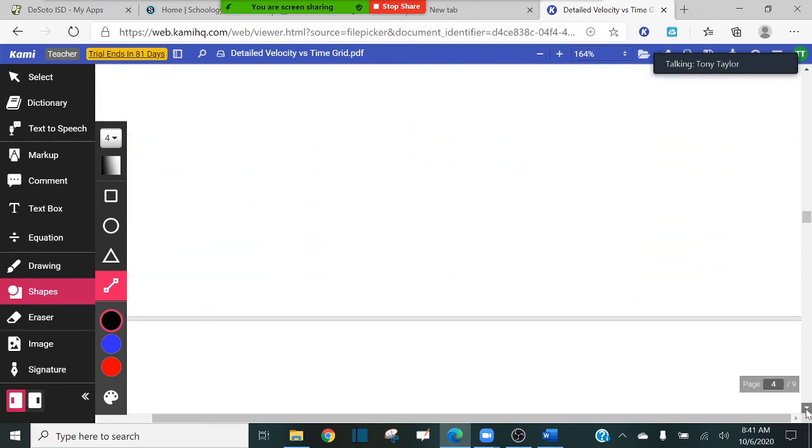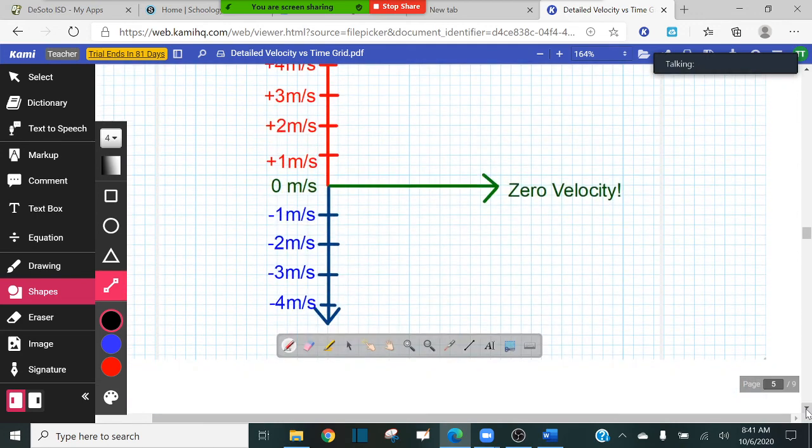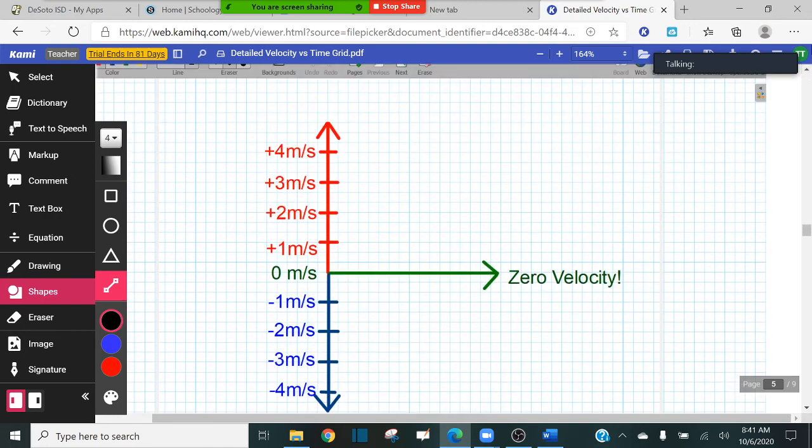Let's look at some more examples. What if I was to give you guys a velocity versus time graph that looks something like this? What's happening there? Two things you should notice, guys. I drew my line on the top half. So clearly I have a positive velocity. I'm moving in the positive direction.